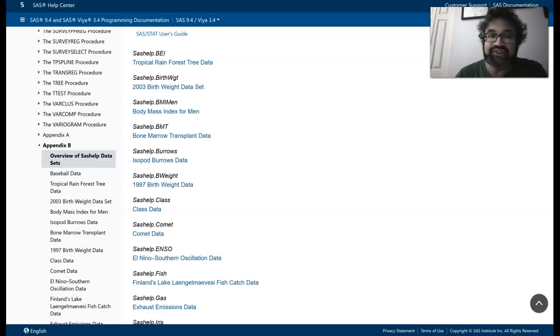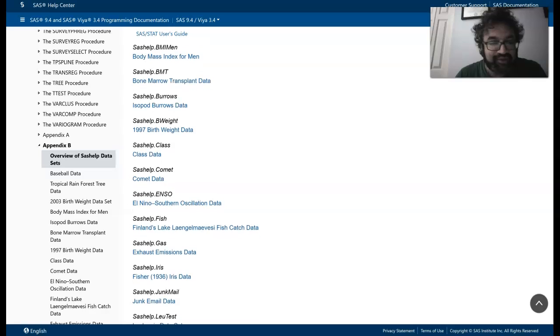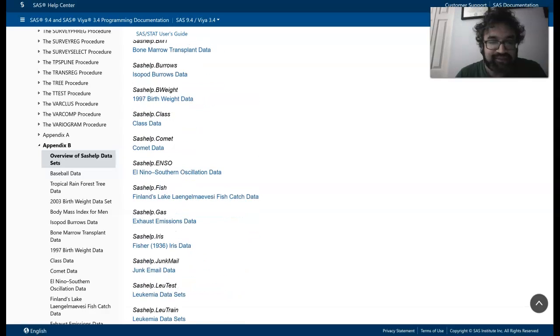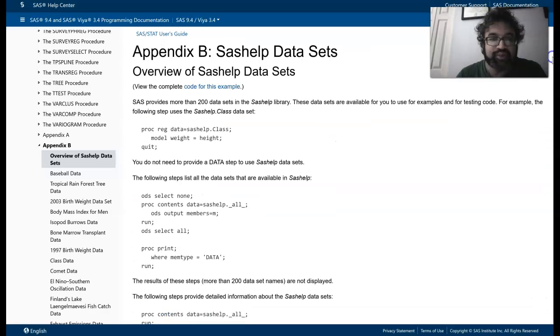So I hope this has given you a good overview of all of the different components and sample data sets that are included within the SAS cloud. If you ever have any questions about where any of this is included or provided, you can always go back to this appendix and this user's guide.